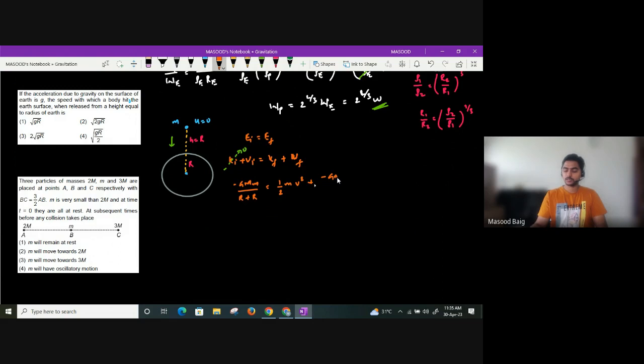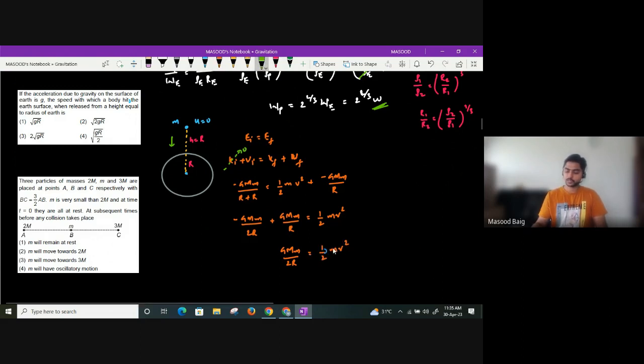What is it? Minus g capital M small m divided by r. Yes or no, everyone? So what are we going to get? Minus g capital M small m divided by 2r. This I'll send on the other side. So I'll get plus g capital M small m divided by r will be equal to half mv square. So I'll get g capital M small m divided by 2r will be equal to half mv square.